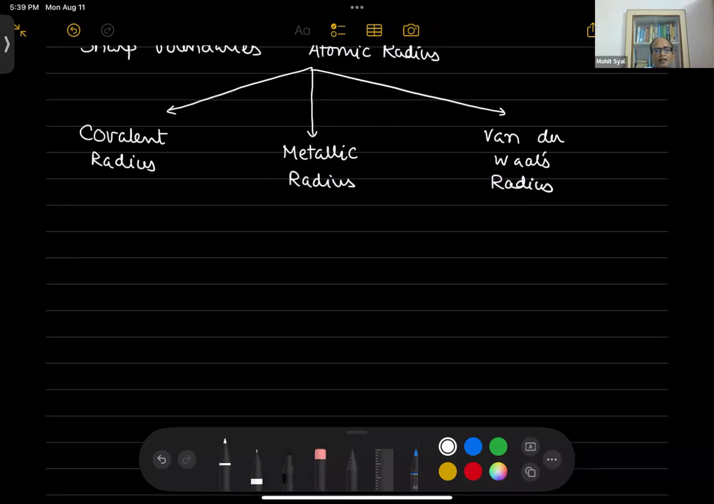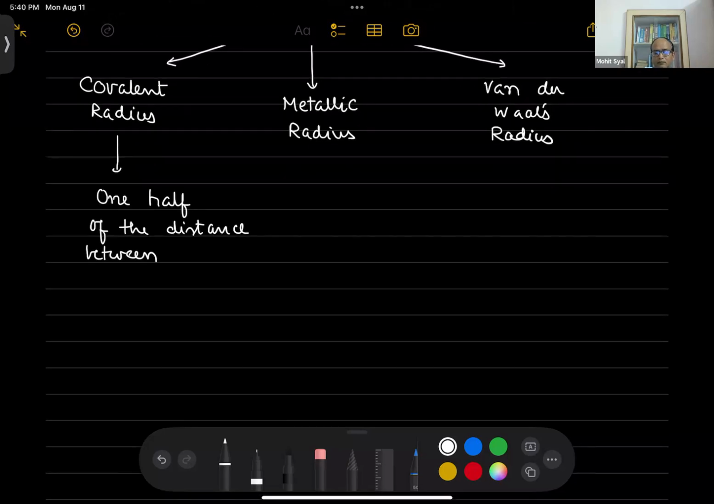Covalent radius is basically, as the name indicates, one half of the distance between the two adjacent covalently bonded atoms in a given molecule. Are you getting my point?